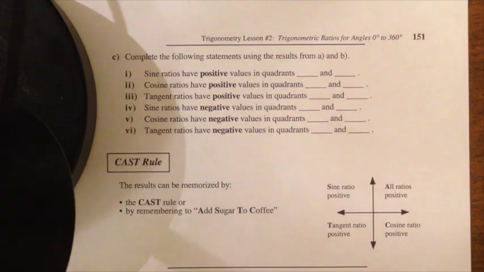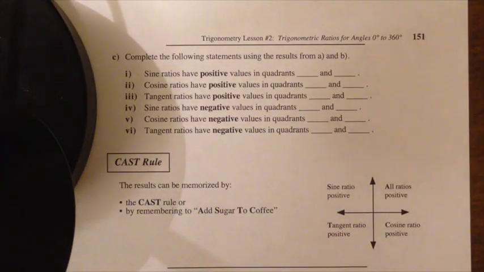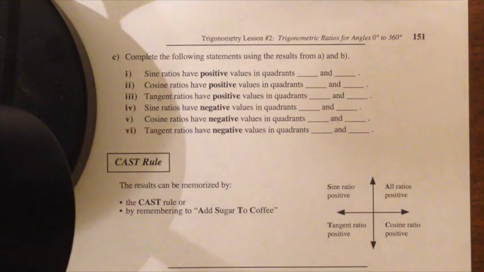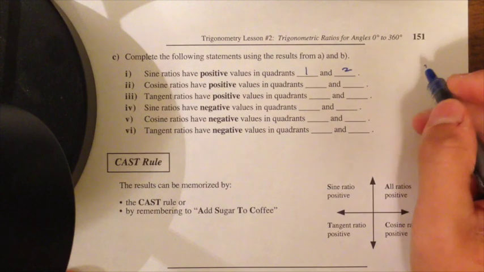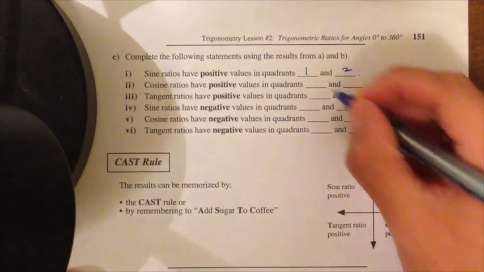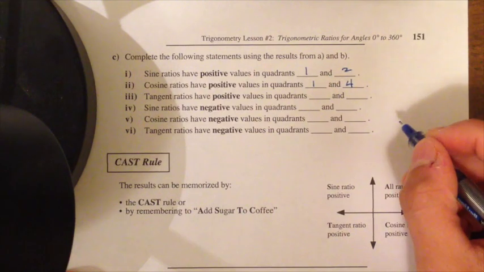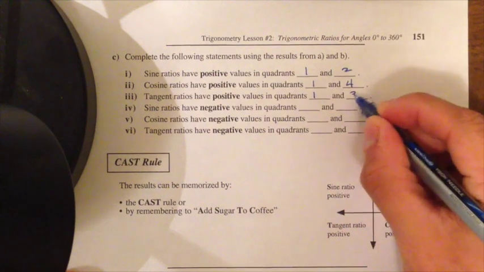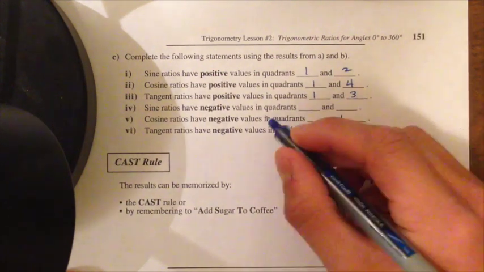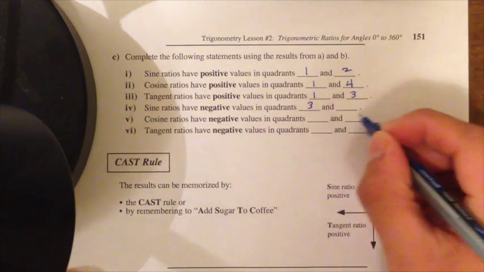Now, using the same information that we just found at the end of part 4, determining the sign of the trig ratios, I'm going to use that information to answer this question. So we determined that sine ratios have a positive value in 2 different quadrants. Those were quadrants 1 and 2. The cosines had positive values in quadrants 1 and 4. The tangent ratios have positive values in quadrants 1 and 3. The sine ratios have negative values in quadrants 3 and 4.